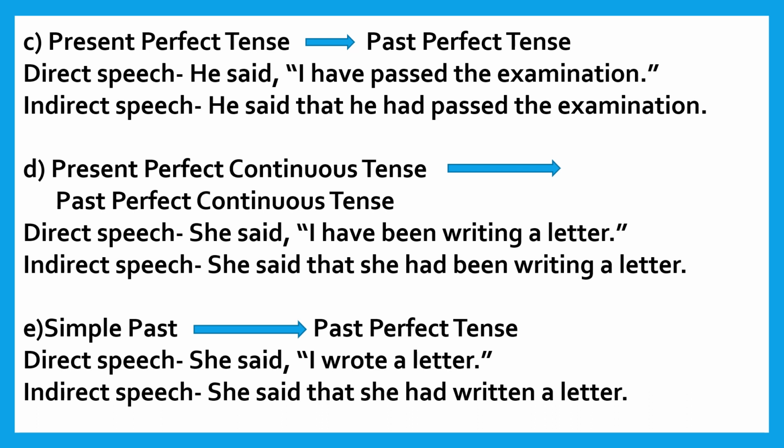Next, the simple past tense will change into past perfect tense. For example, in the direct speech, she said, "I wrote a letter." The verb wrote is in the past tense. In the indirect speech, she said that she had written a letter. In this sentence, the verb wrote will change into had written. The simple past becomes past perfect tense. Wrote becomes had written.